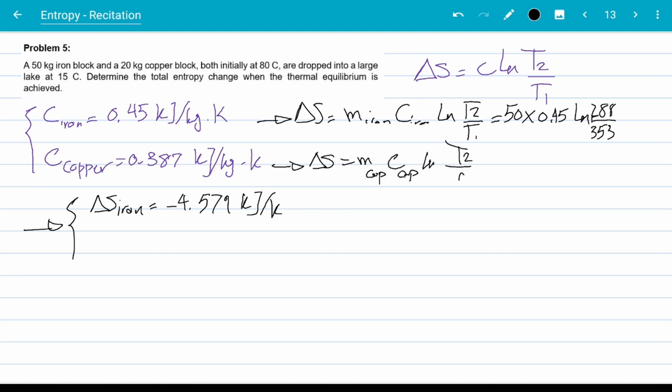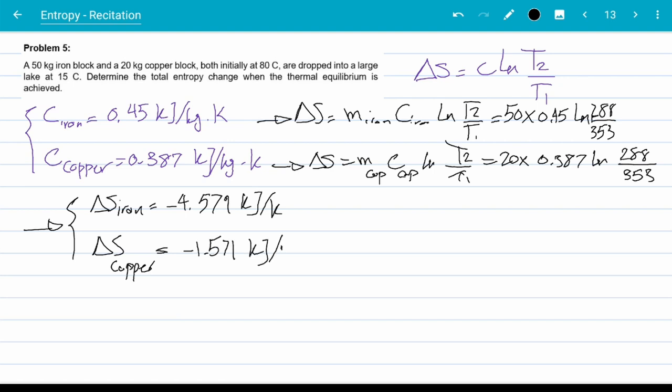Now for copper, I have delta S is the mass of the copper, C of the copper, natural log of T2 over T1 again. Now 20 kilograms of copper times 0.387 times natural log of the same numbers, 288 over 353, and you get delta S for the copper is -1.571 kilojoules per Kelvin. Okay, so we got the change of entropy for both the solids. Now we need to find the change of entropy for the lake.